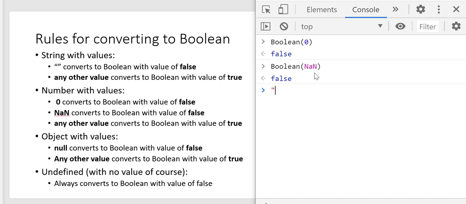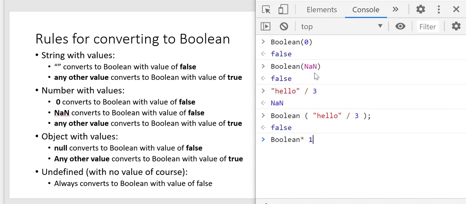But we also could create an expression. Hello divided by 3 gives us not a number. So if we were to convert that expression to a Boolean, that expression evaluates to not a number, so the conversion of not a number should give us false. Then any other value converts to the Boolean value of true. Any number besides 0 and not a number will give us true. So the Boolean of 12, like we saw before, gives us true because it's not 0 or not a number.